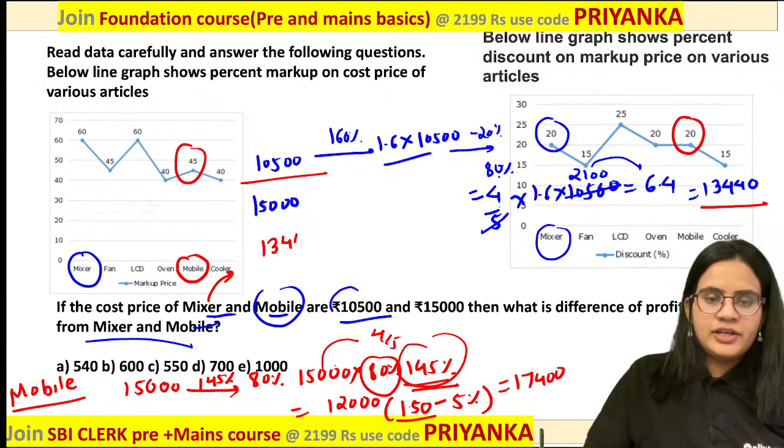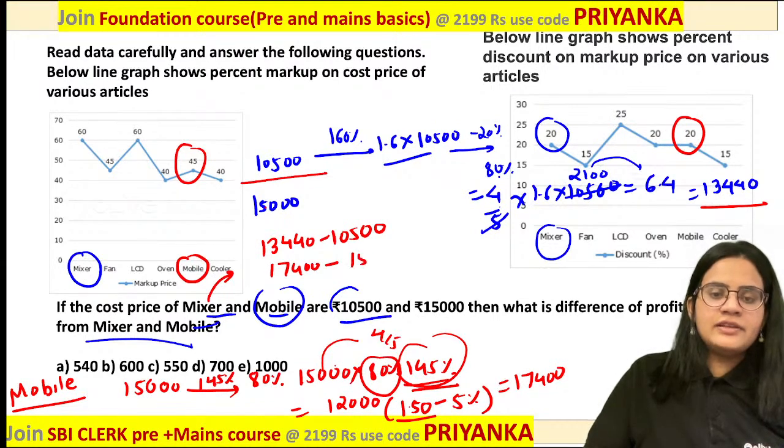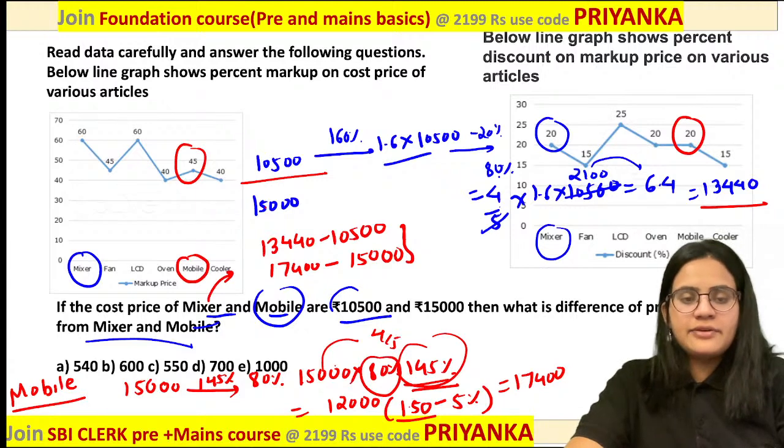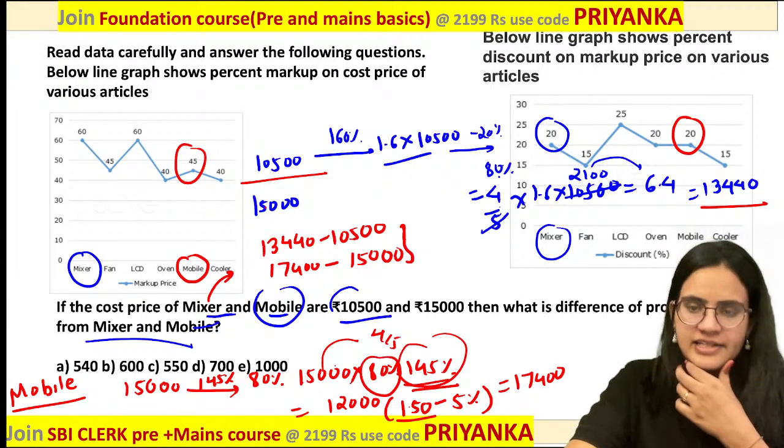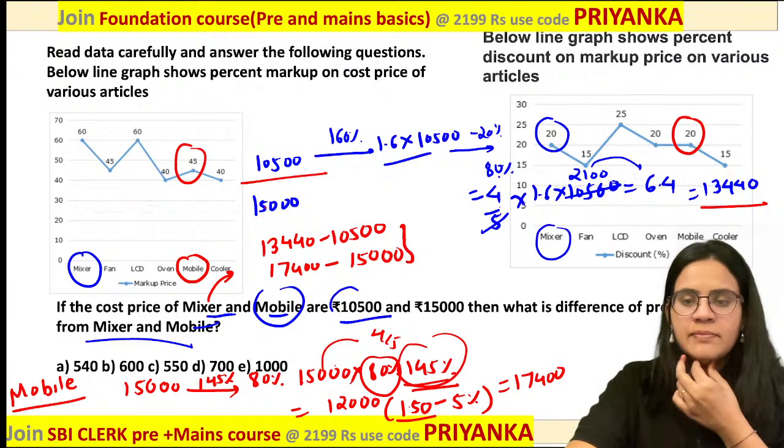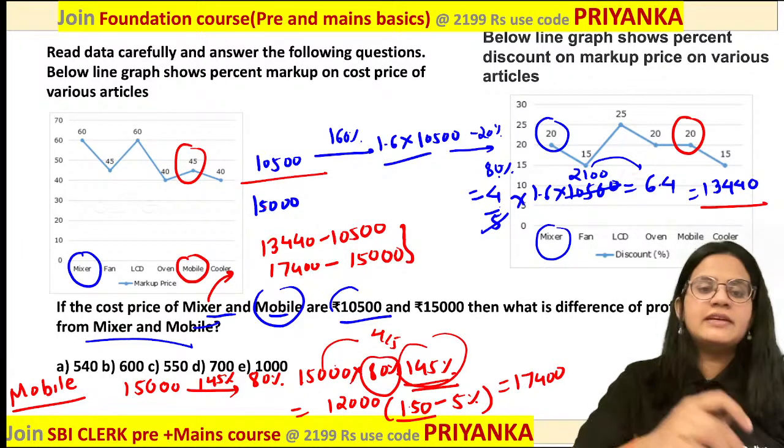13,450. Let me write it down here. Minus 10,500. And when I am talking about the mobile over here, it is 17,400 minus 15,000. Can you tell me what would be the final answer? You have already calculated all the values now. Yes, you are perfectly correct. That is nothing but 490 would be the value.